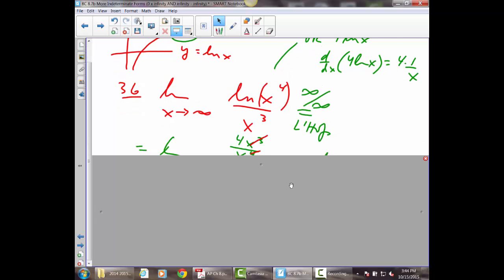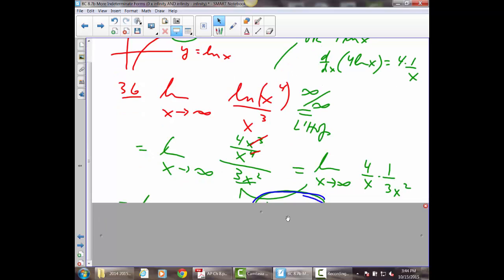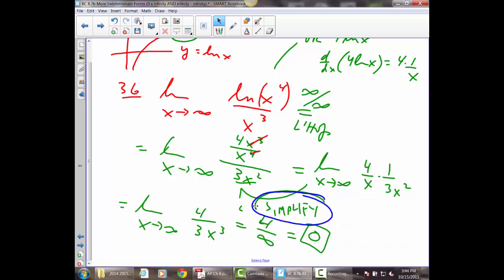So we have a situation where we have to deal with that. One of the things we can do, of course, because we got infinity over infinity, is use L'Hopital. So I'm going to take the derivative of the numerator. The derivative of the ln of a thing is 1 over the thing times the derivative of the thing. The derivative of x cubed is just 3x squared. You'll simplify that, and you'll end up with 4 over 3x cubed.